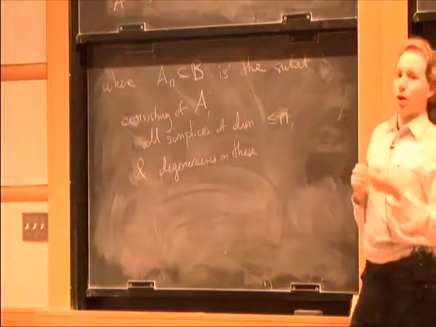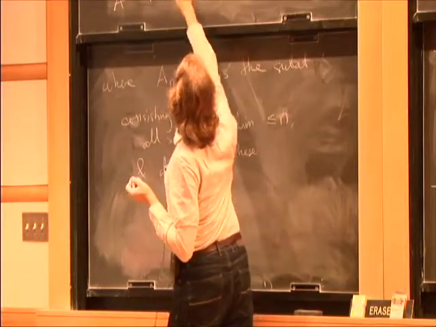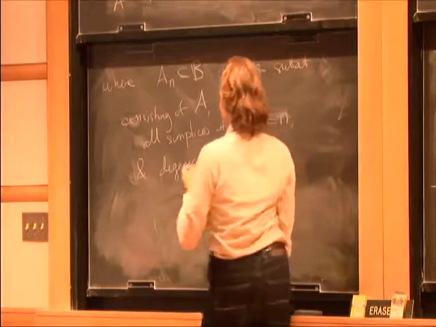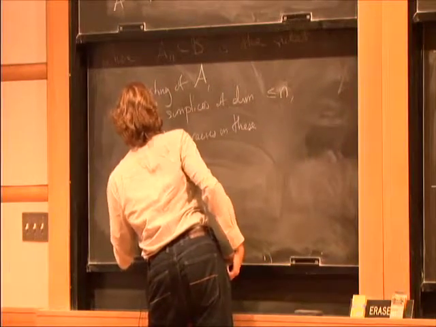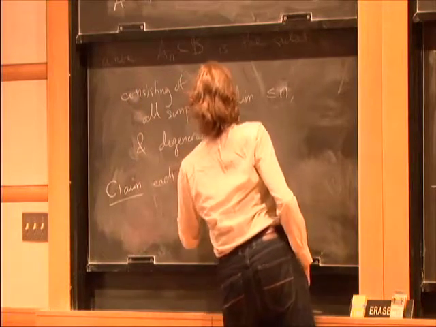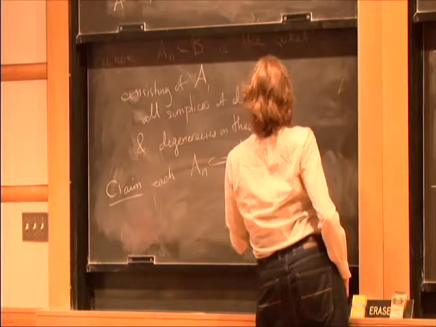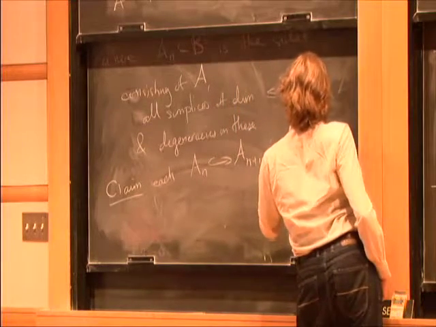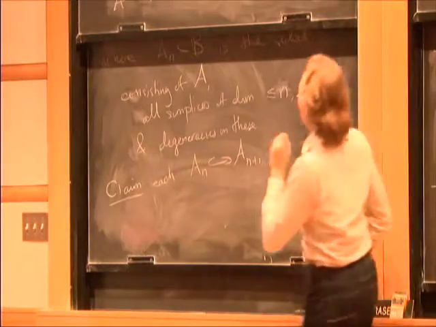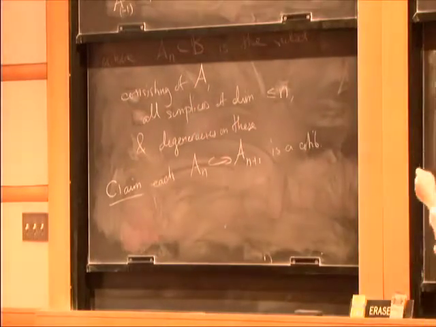So now we certainly have all of these. How does this help us show it's a cofibration? Well, the idea is if we want to lift this against a fibration, it's enough to lift each of these bits in turn. So each An into An plus 1 is a cofibration. And to take in this base case, let's call this A minus 1.